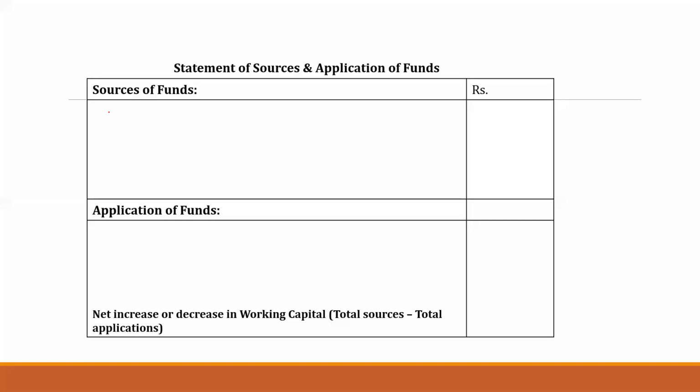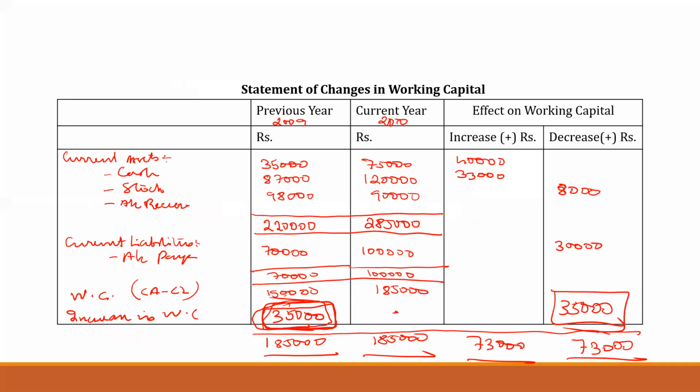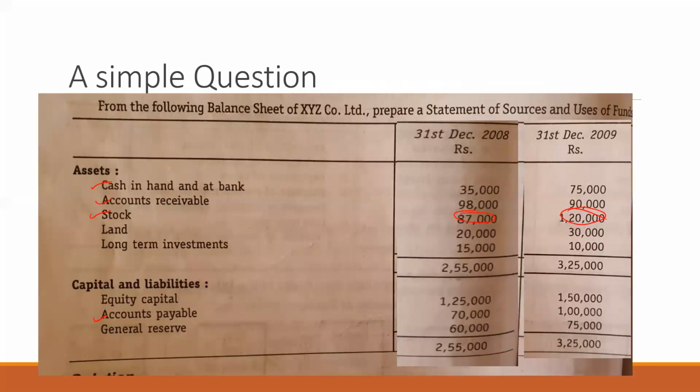Sources of funds. What are the sources of funds? What we are going to omit? Current assets and current liabilities. We will not think about these anymore. Useless items. This is over. Now see land and long-term investments, and in liabilities, equity capital and general reserve.